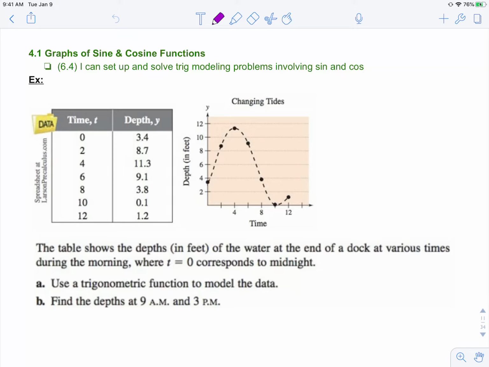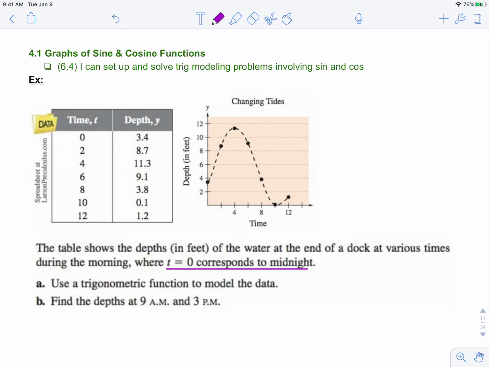Now we will practice setting up real-life problems that can be modeled with sine and cosine. The table shows the depths in feet of water at the end of a dock at various times during the morning, where t equals 0 corresponds to midnight. We want to first use a trig function to model the data.